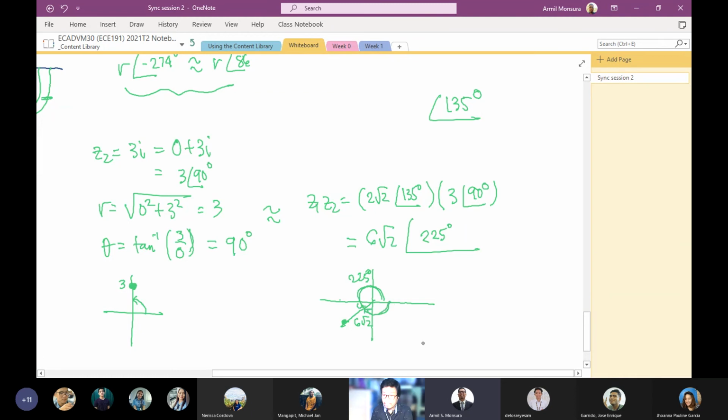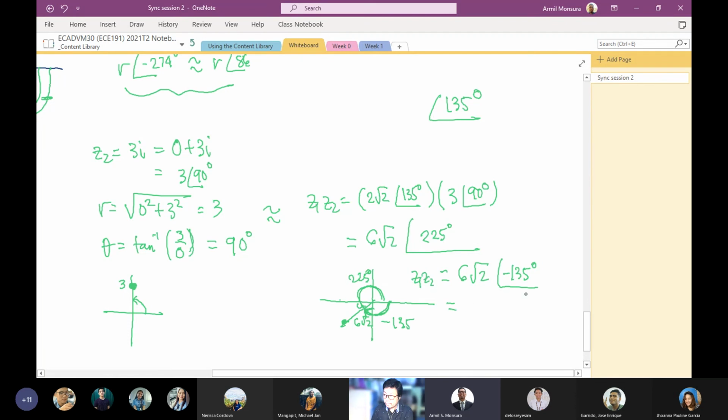And what is this angle then? That's 135. But we measured it clockwise. So what's the correct sign? So we measured this as negative 135, because we measured it clockwise, it should be negative. Therefore, the correct answer is 6 square root of 2, angle negative 135 degrees. That's the product.